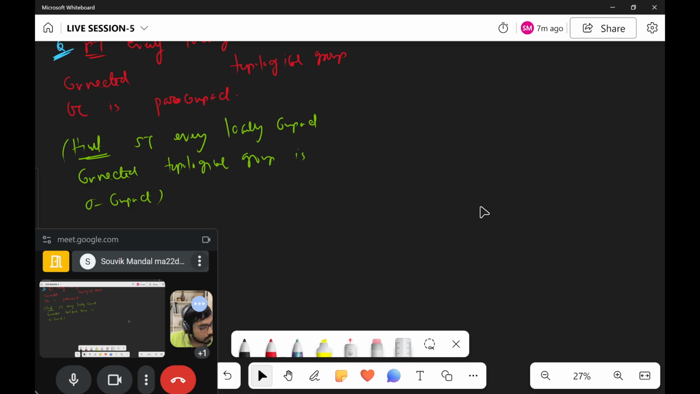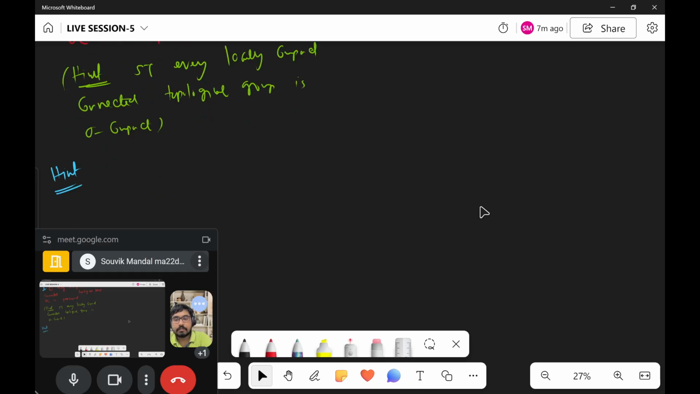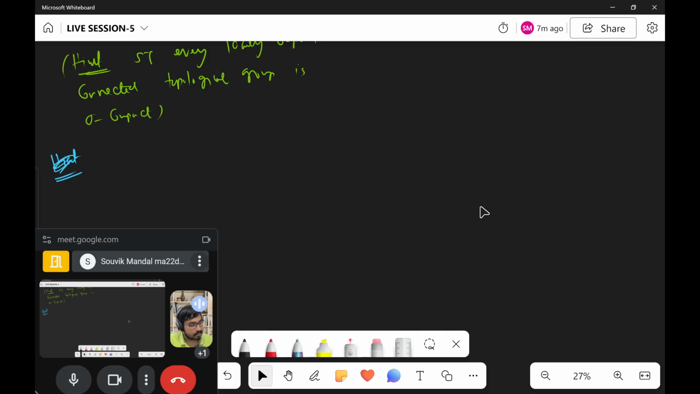So the solution goes as follows. Hint, okay, there is nothing to hint. I'm going to write a solution. There is no point of a hint. So let U be an open symmetric neighborhood of the identity in G, whose closure is compact.